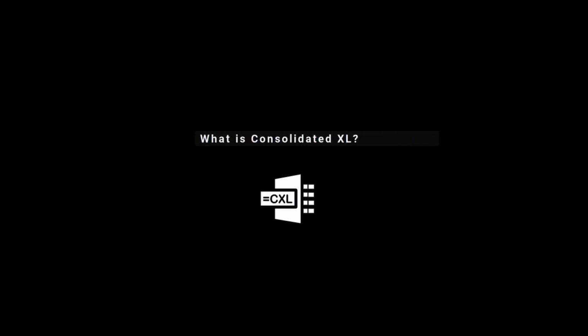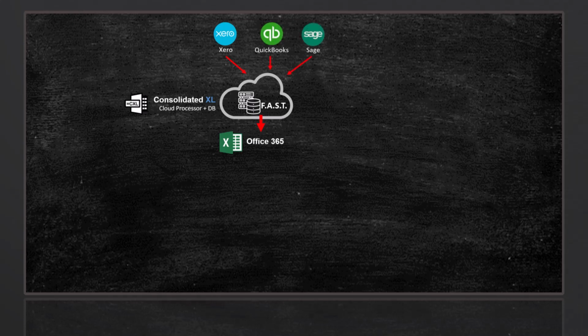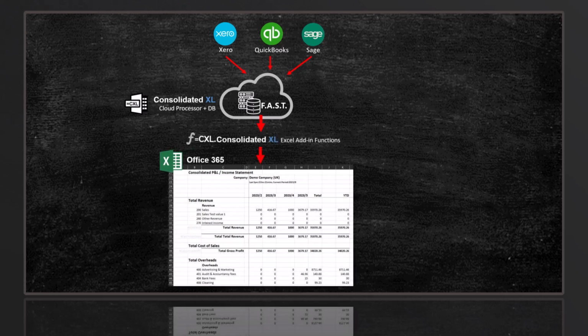Tell me, what is Consolidated XL? Consolidated XL is a cloud-based Excel add-in for Office 365 which provides over 90 functions to hot-link Excel to your Xero, QuickBooks, or Sage accounting information, which is refreshed within seconds when you open your Excel spreadsheet.